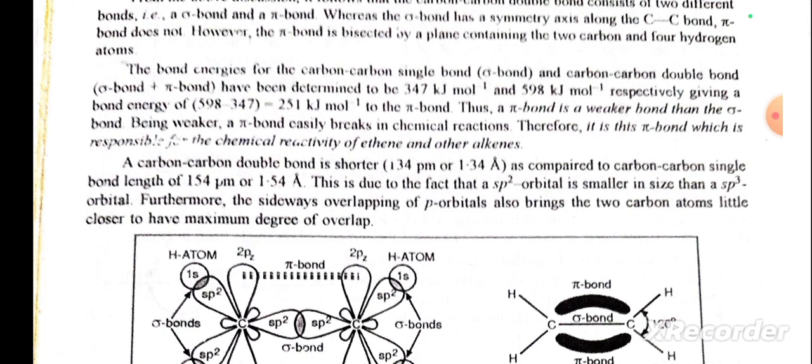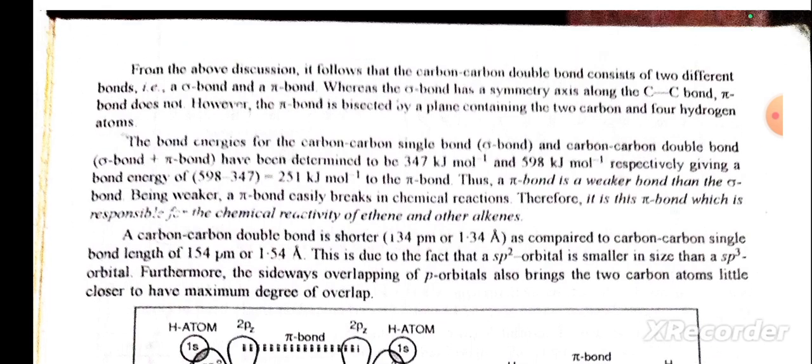From the above discussion, it follows that the carbon-carbon double bond consists of two different types of bond, the pi bond and the sigma bond. The sigma bond is symmetrical along the carbon-carbon axis, whereas the pi bond is not. However, the pi bond is bisected by the plane containing the two carbon atoms and four hydrogen atoms.